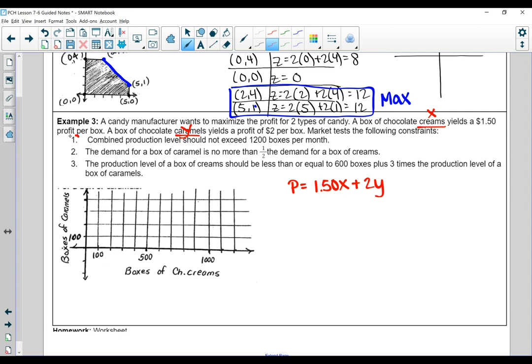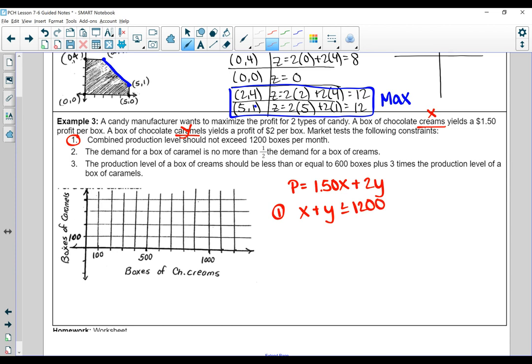So taking a look at each one of these constraints. My first constraint is that the combined production level should not exceed 1,200 boxes per month. So that means between the creams and the caramels, I cannot make more than 1,200 boxes per month, which means that X plus Y must be less than or equal to 1,200.